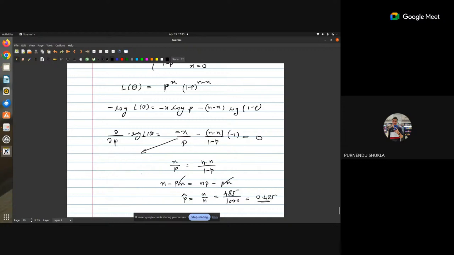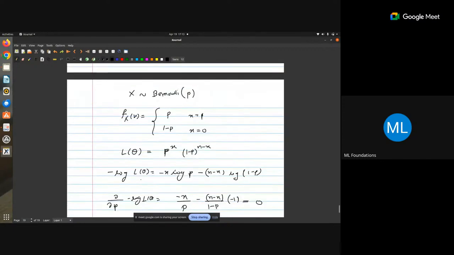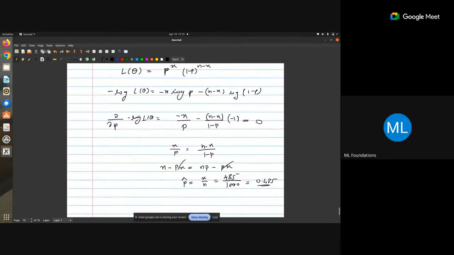So this is how you have to do it for Bernoulli. We saw it for exponential and Bernoulli. You can do it for any distribution you take, the same way. The important thing is you have to know the PDF or PMF. Can you show that for normal? We can do that also.